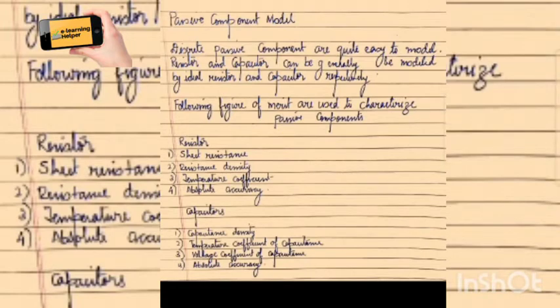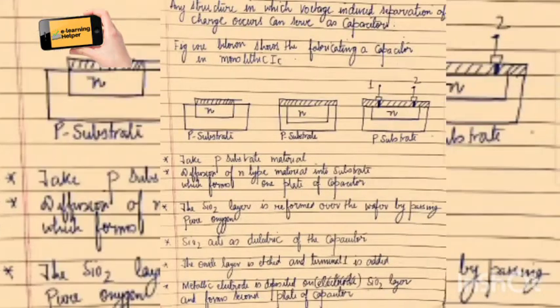In a similar manner, when we talk about the capacitor, we have to take the following points into consideration: capacitance density, temperature coefficient of the capacitance, voltage coefficient of the capacitance, and absolute accuracy. So for passive component model designing, we have to take into consideration certain parameters for resistor and capacitor designing. While doing the fabrication, certain processes have to be followed in accordance with the fabrication techniques. Now, we will move further towards the fabrication of the capacitor.